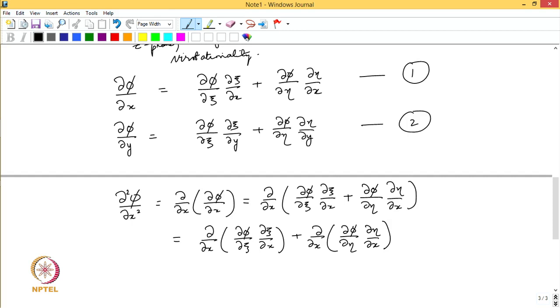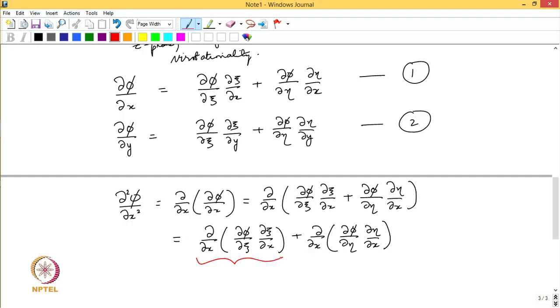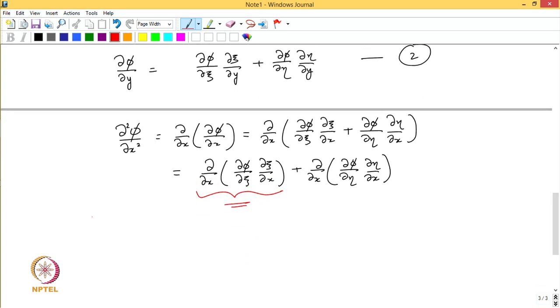Now, the process from here is slightly long. It is quite doable, but for the purpose of this demonstration, I am going to try and stick to some aspects only, show you how certain terms evolve, and then I would generalize in the end. So, for now, let me just consider this part, okay. Let's only focus on this part for now, okay. So, say we write this as d by dx of d phi d xi dx. I just want to look at how this will simplify.